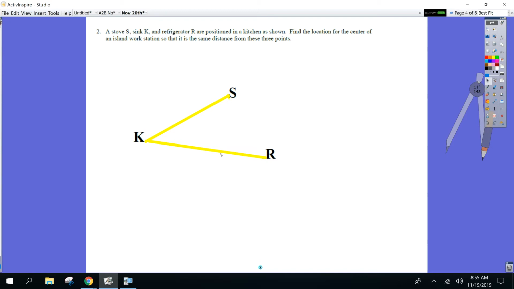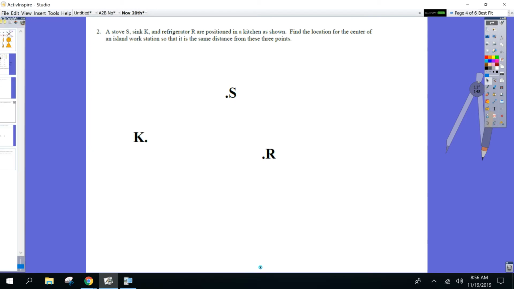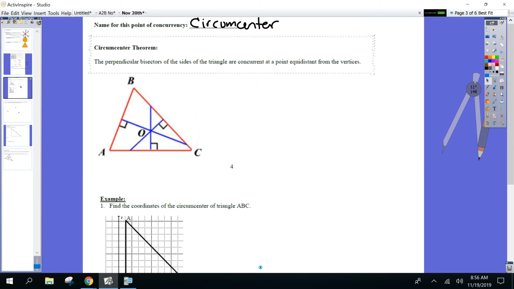I just thought that's not needed to know. I just thought I'd tie that in because I watched some of you try to do it with a compass and you're like, I can't do this because I don't know where to put the point. So now you do. You put it on the circumcenter when we find it. All right? Questions?